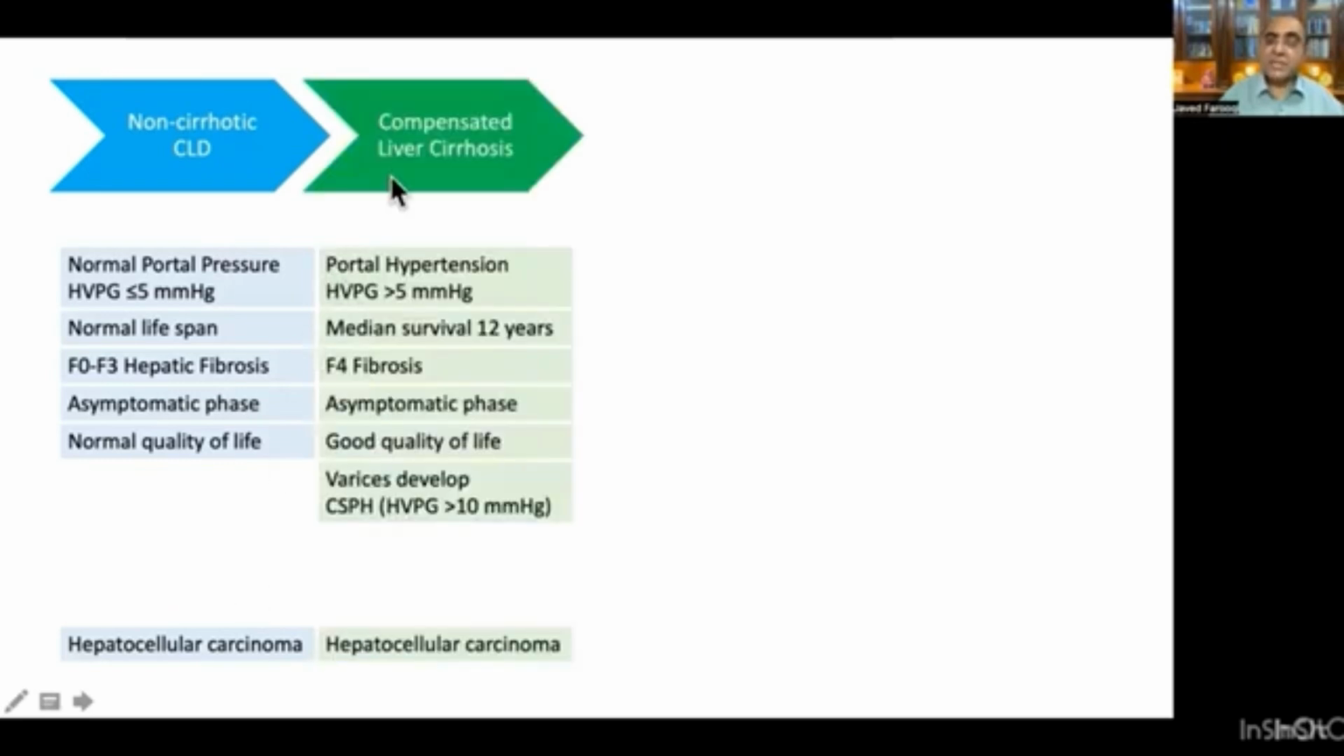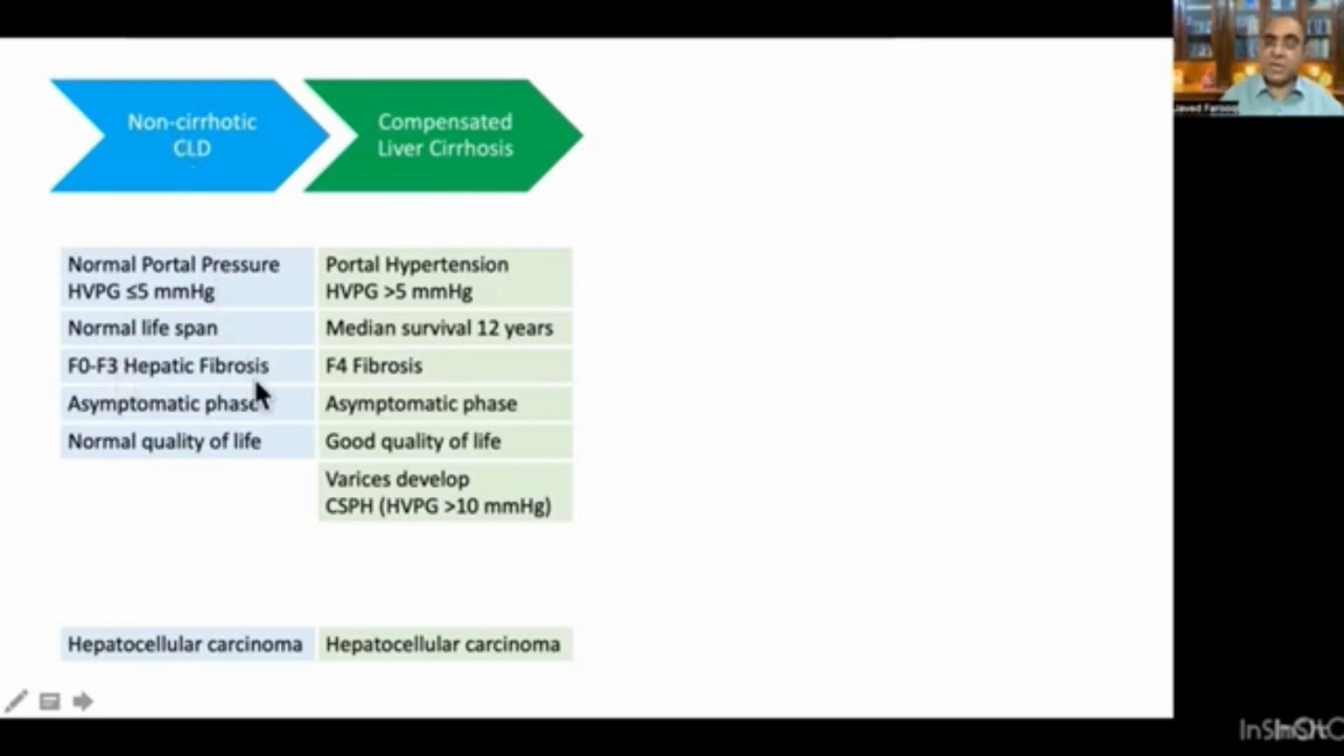The next stage is the proper cirrhosis disease, the compensated liver cirrhosis. This is characterized by portal hypertension. The portal vein pressure, which was normal in the non-cirrhotic stage, has now increased to the hypertension level, more than 5 millimeter. The median survival in this group is 12 years. The liver now has F4 fibrosis and regenerative nodules, while in non-cirrhotics the liver may have no fibrosis or a maximum of F3 fibrosis.